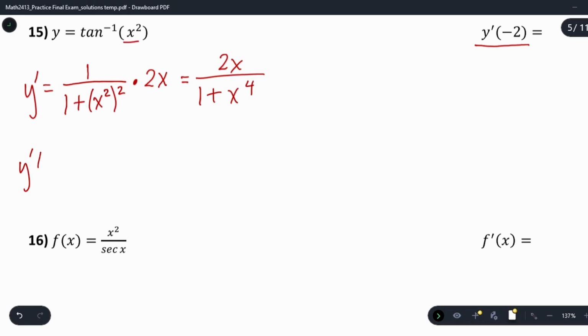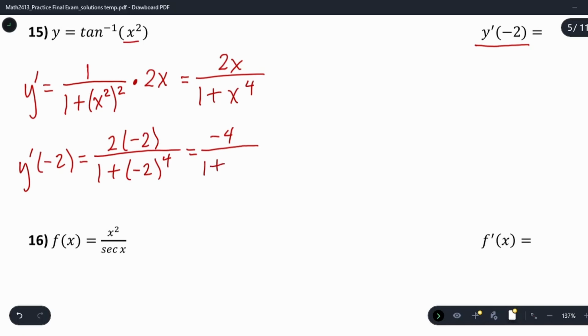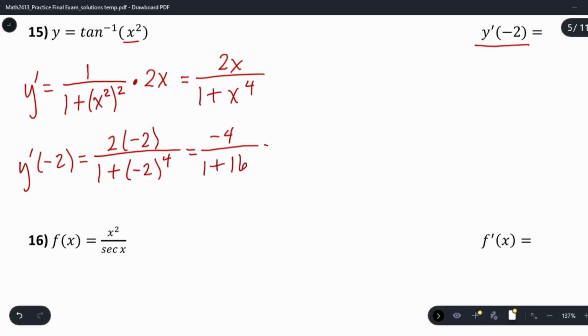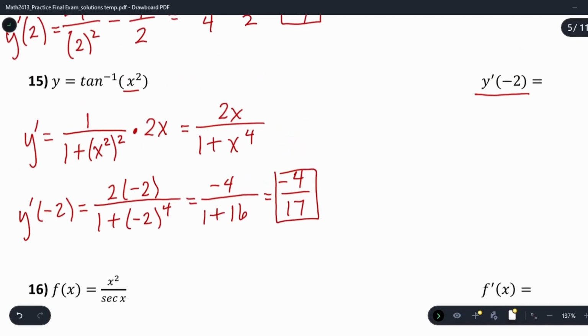And then we can evaluate that at negative 2, giving us 2 times negative 2 divided by 1 plus negative 2 to the 4th. Negative 4 over 1, that's going to be plus, a negative number to an even power becomes positive, and that's going to be 16. So our final answer in simplest form, negative 4 over 17. Negative 4 over 17, and we're done.